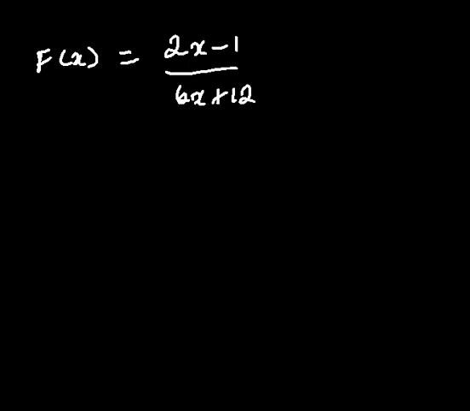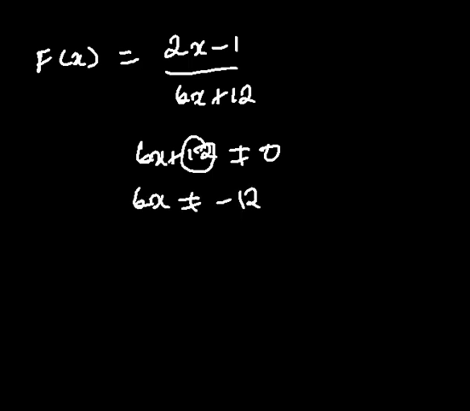Hence, we have to understand that 6x plus 12 should not be equal to 0 in all cases. Then we solve for the value of x that will make the denominator equal to 0. In this case, we bring 12 to the other side. That gives 6x should not be equal to negative 12, and x should not be equal to negative 2.